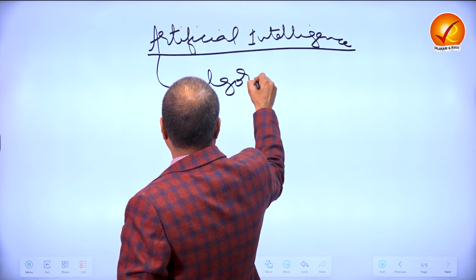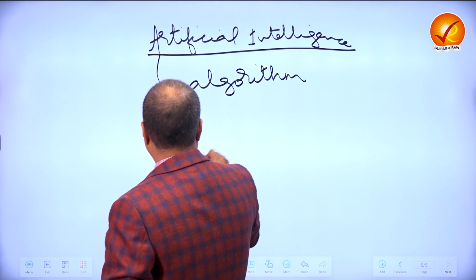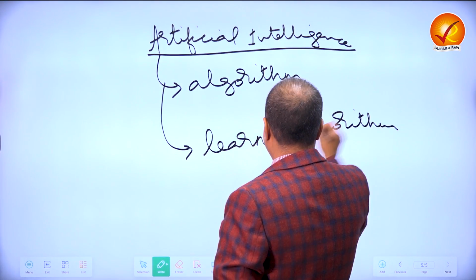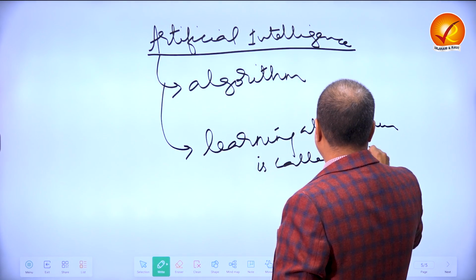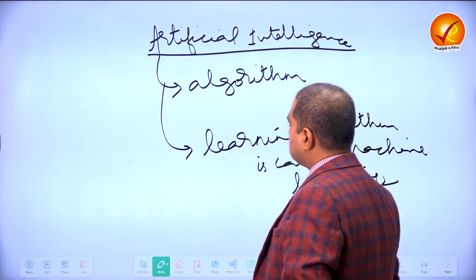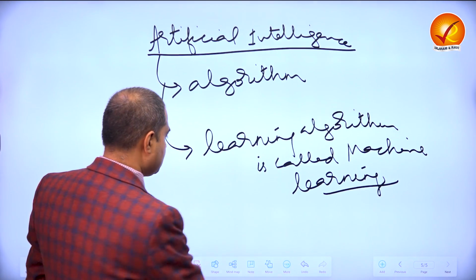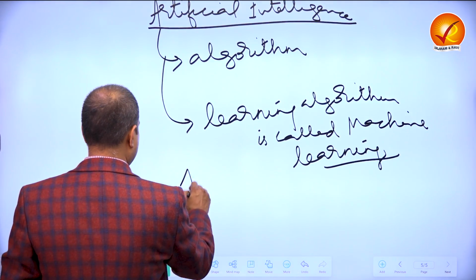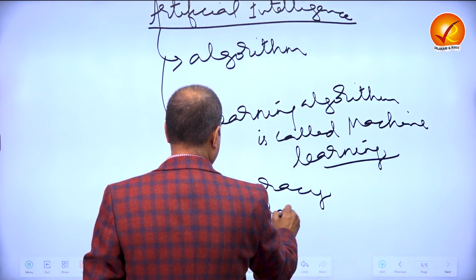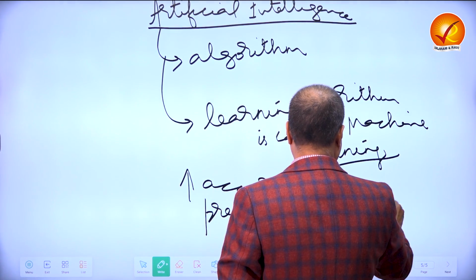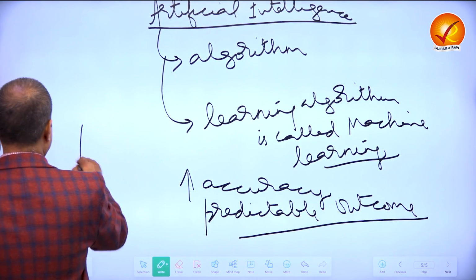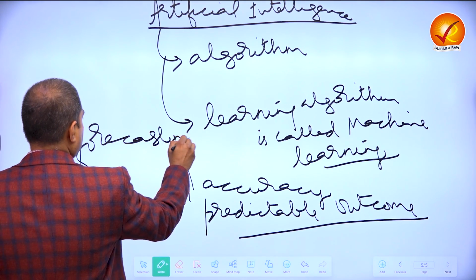So AI is an algorithm. A learning algorithm is called machine learning. Machine learning is a branch of artificial intelligence that focuses on increasing the accuracy of predictable outcomes, where the important task is forecasting.